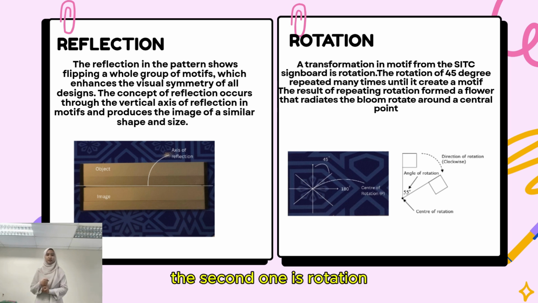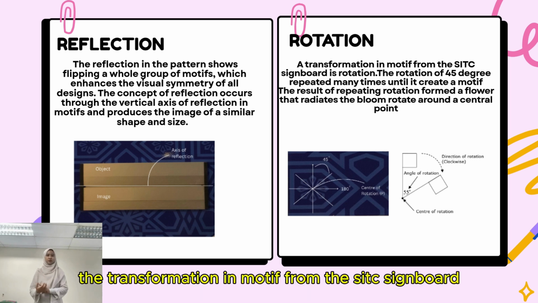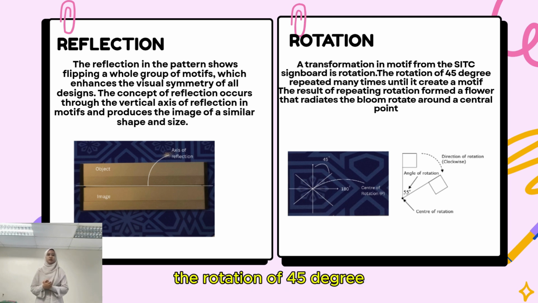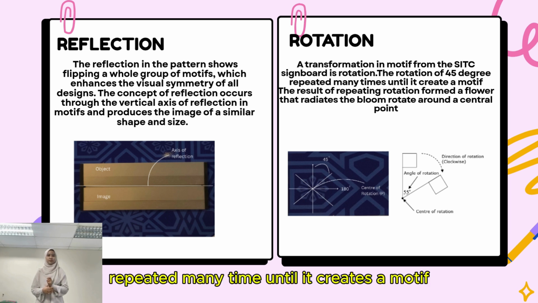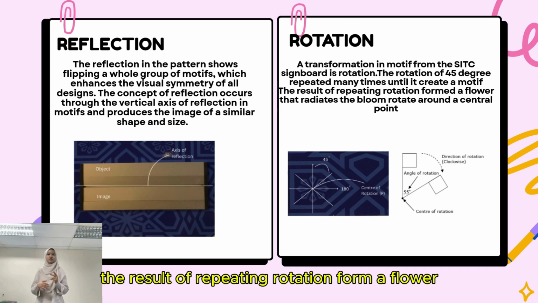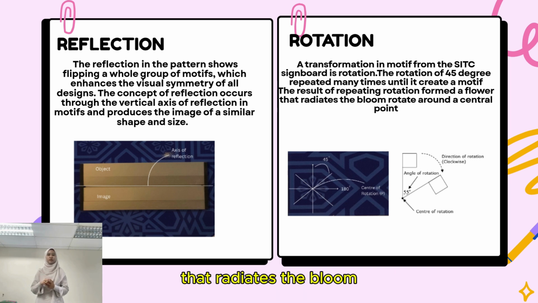The second one is rotation. The transformation in motif from the Sitc signboard is rotation. The rotation of 45 degrees is repeated many times until it creates a motif. The result of repeating rotation forms a flower that radiates, the bloom rotating around the center point.